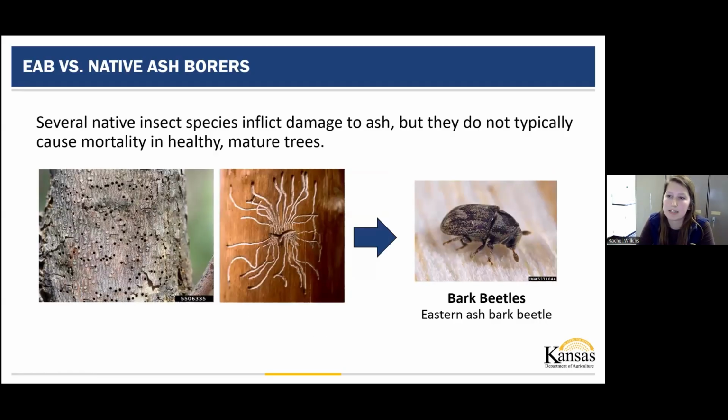Another group of insects that you are likely to come across when you're looking at your ash trees are bark beetles. We have a species called the eastern ash bark beetle. These are very, very small. They don't look as similar to emerald ash borer, but it's likely you'll come across them. I know I've seen them in the field. They will create very small exit holes in the tree, maybe a couple millimeters long. And then their galleries are very unique. They have galleries that radiate from a central point.